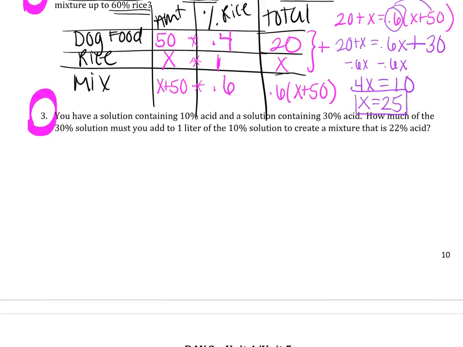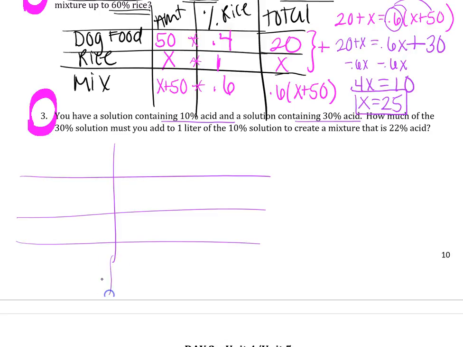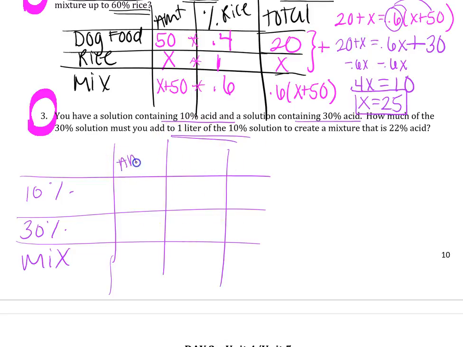All right, the last one, I'll just start it with the table. I don't think I'll finish it just because this video is getting kind of long. You have a solution containing 10% acid and 30% acid. So let me just set up this table real quick. How much of the 30% solution must you add to 1 liter of the 10% solution to create a mixture that is 22%?